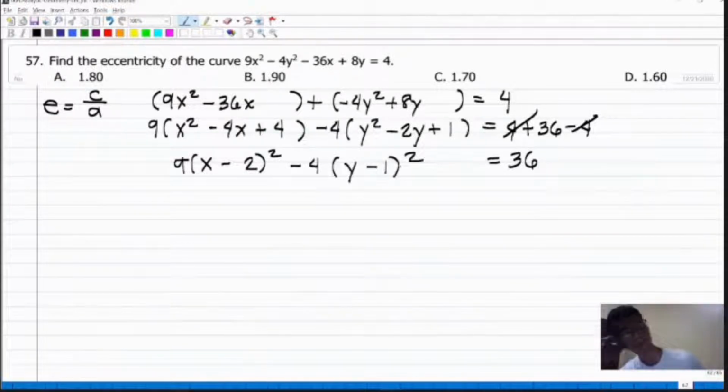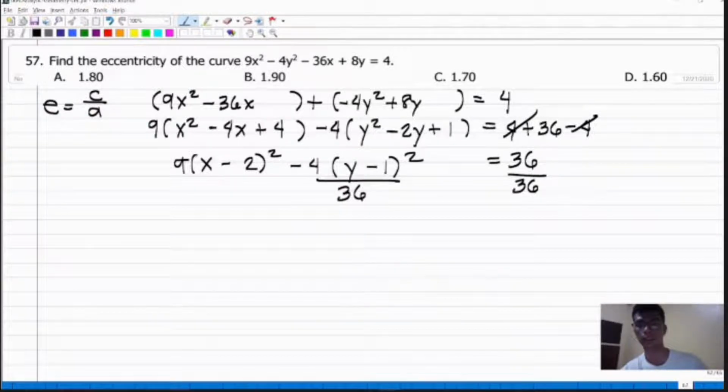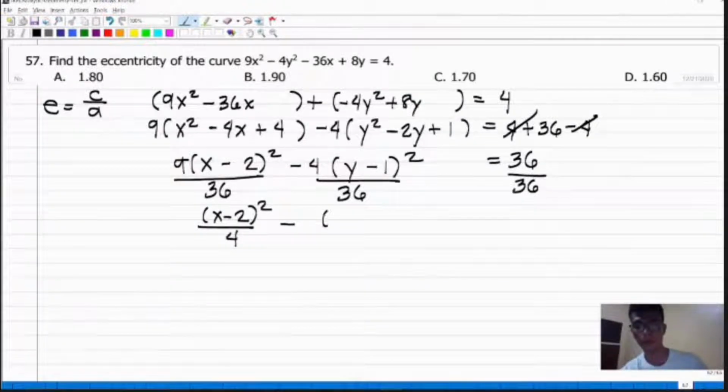Hindi pa ito yung standard equation ng hyperbola. Dapat naka-equal to 1. Dapat divided by 36 yung lahat ng terms natin. So 36 over 36, that will give us x square over 4. Diba? Minus yung y minus 1 square. Itong 4 over 36 ay magiging 1 over 9. So 9. This will be equal to 1. Pero hindi pa rin ito yung standard form, di ba?